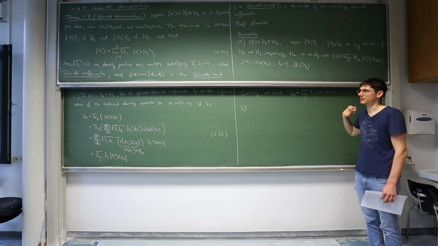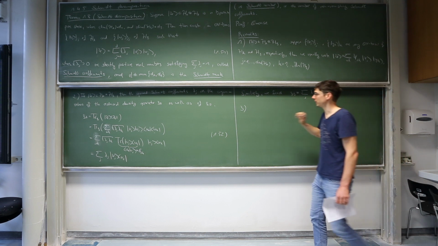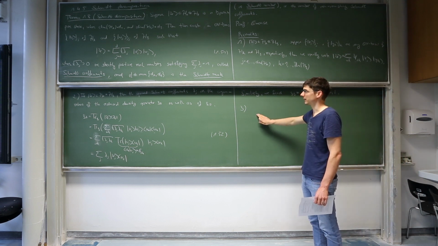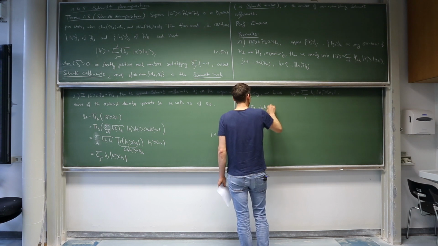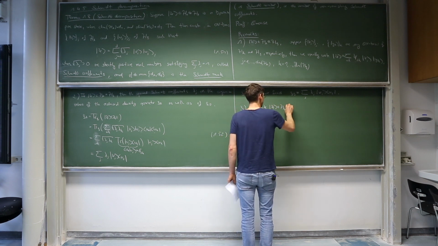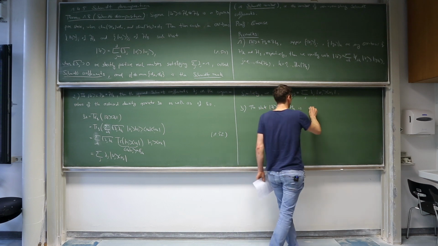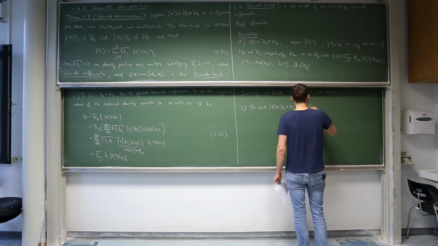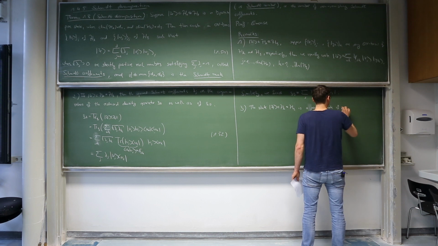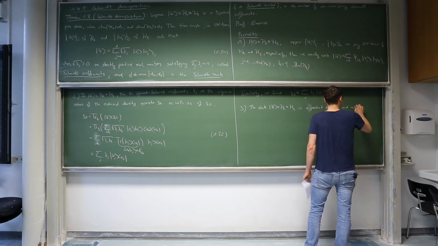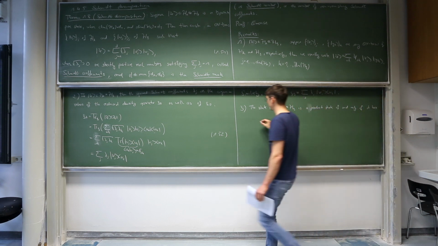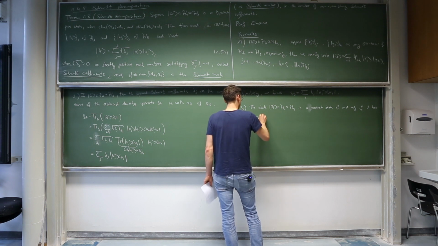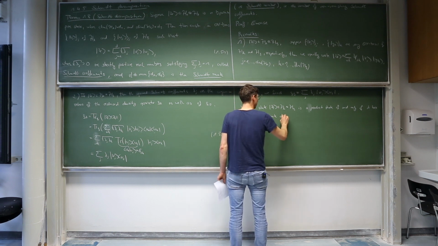The next thing is a statement that we can prove very easily, namely that a state psi in HA tensor HB is separable, or is a product state, if and only if it has Schmidt rank d equals 1.